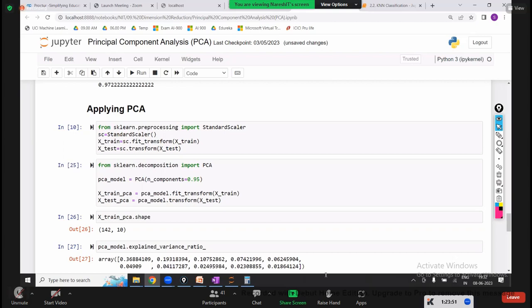PCA will reduce the number of input dimensions. At the same time, the information will be retained. Is that clear? The coding part we are going to see in tomorrow's class. First we'll start the coding part in tomorrow's class and then I'll explain the PCA. And from that, we'll continue with the remaining topics. Clear, guys? Any questions?